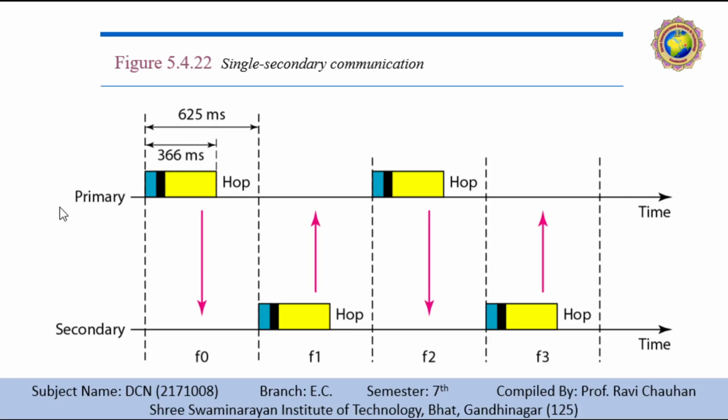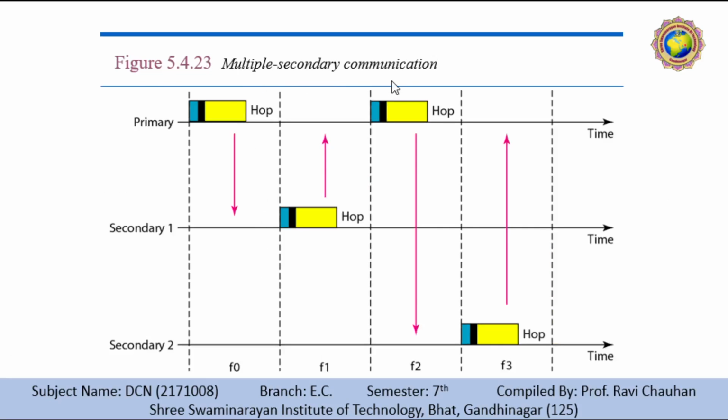TDD-TDMA allows the primary and secondary to communicate in half duplex mode. In slot 0, the primary sends, the secondary receives. In slot 1, the secondary sends, the primary receives. The cycle is repeated. Fine. So over here, primary to secondary, secondary to primary. In slot 3, primary to secondary, and slot 4, secondary to primary. This means a half duplex concept. The arrow shows the direction of our data.